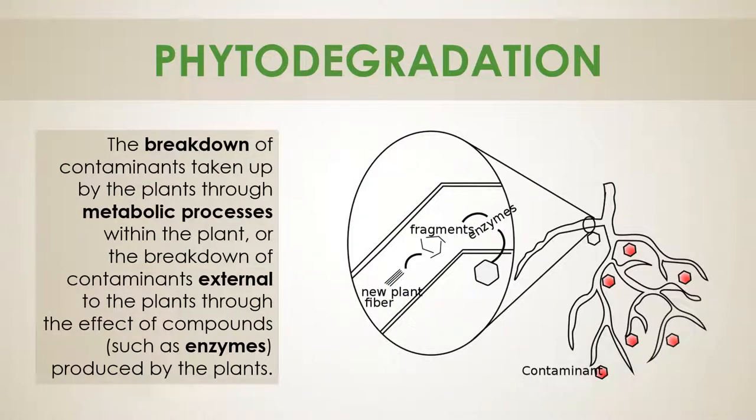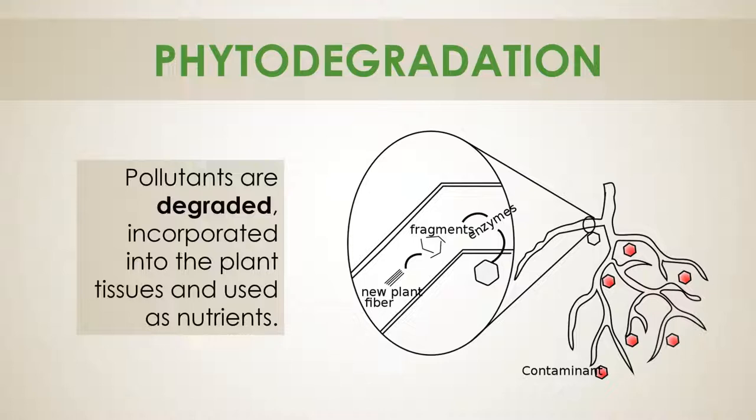This refers to the breakdown of contaminants that are taken up by the plant through the plant's metabolic processes, or the breakdown of contaminants external to the plant through the effects of compounds such as enzymes that are produced by that plant. So it's very similar to what I talked about earlier, where the microorganisms were breaking down the contaminant, but this refers to the plant itself breaking down the contaminants. The pollutants are degraded and incorporated into plant tissue and used by the plants as nutrients.